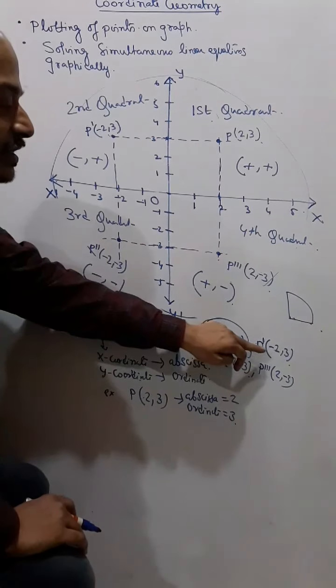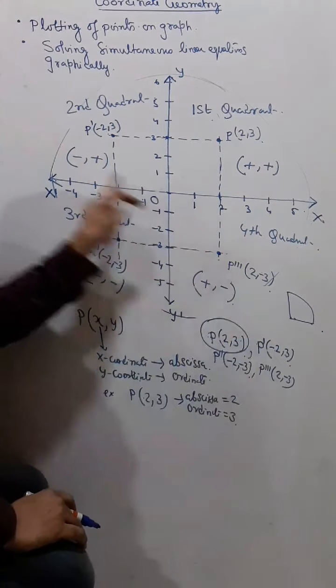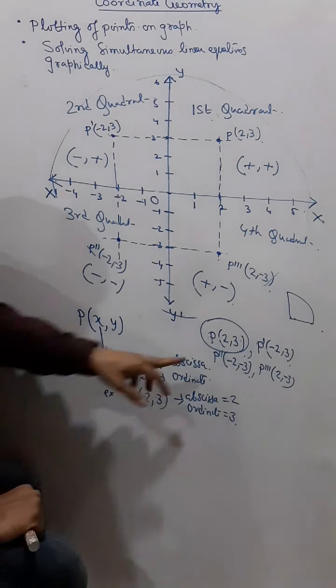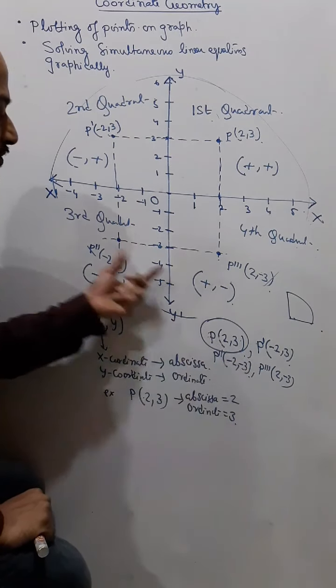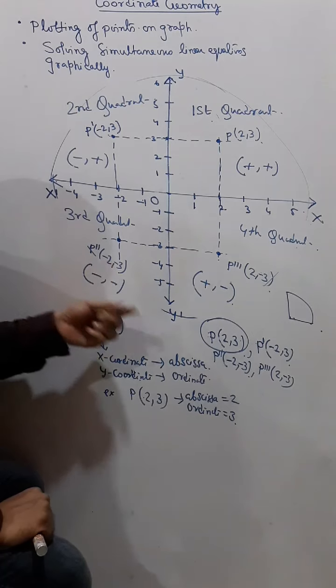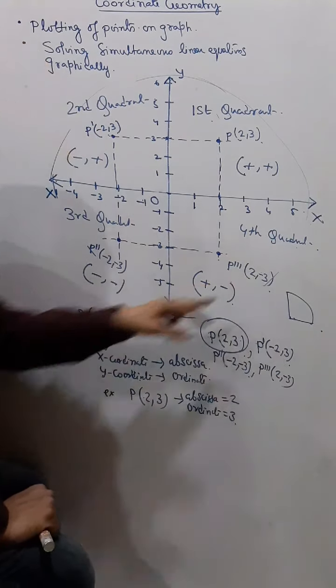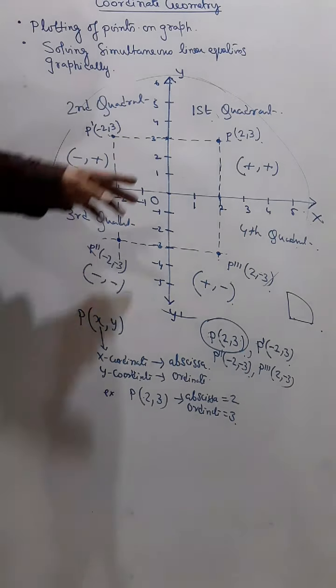Then P dash, say (-2, 3), that's negative positive. Negative positive always belongs to the second quadrant. Then negative negative, say (-2, -3), means it will lie in the third quadrant. And then positive negative means it will lie in the fourth quadrant. Understand? So this is about the plotting of points and axis.